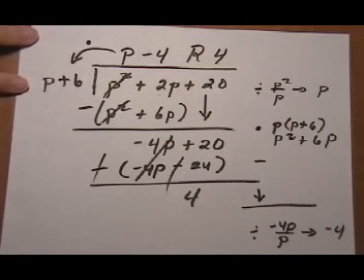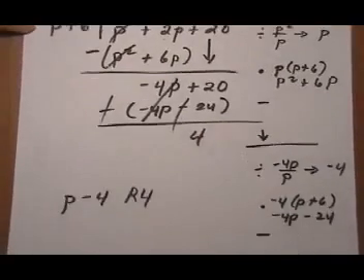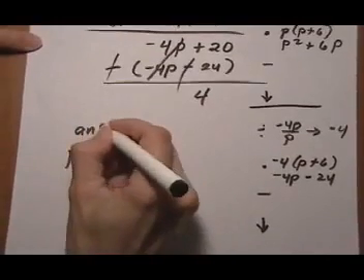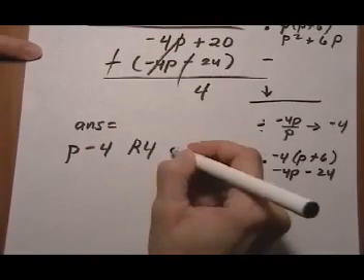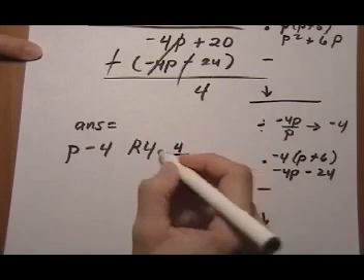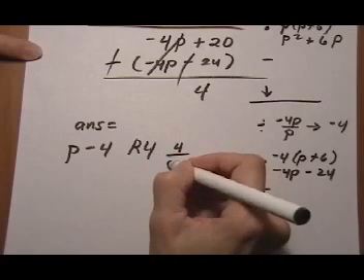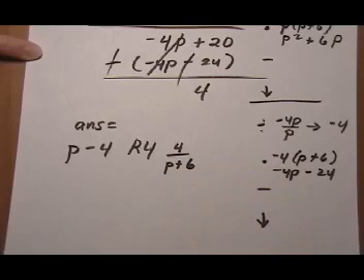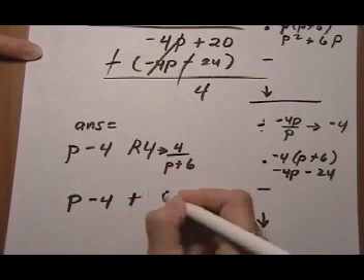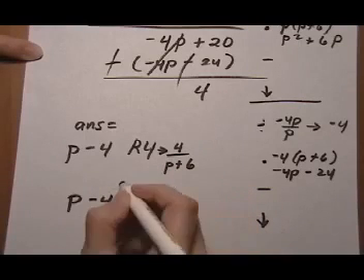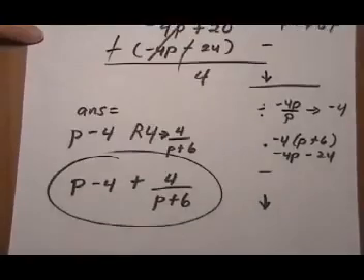To write the final answer, I'm going to move the final answer down below here so we can look at it a bit better. We don't want to leave it with an R4. We want to express this remainder just like we did with arithmetic. The remainder is the numerator and the denominator is the divisor, p plus 6. So our final answer is p take away 4, and this is a positive 4, so we're going to say plus 4 over p plus 6. And that would be the final answer.